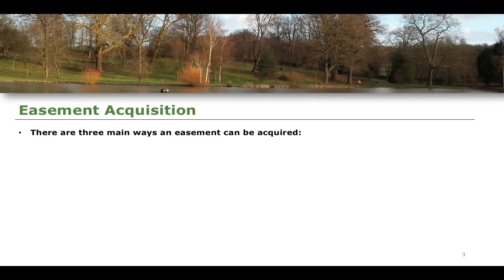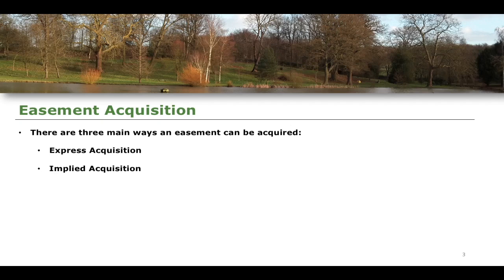So easement acquisition is something that can be achieved through one of three main methods. The first is the one that we're going to spend some time focusing on in this lesson specifically, talking about the concept of an express acquisition of an easement.